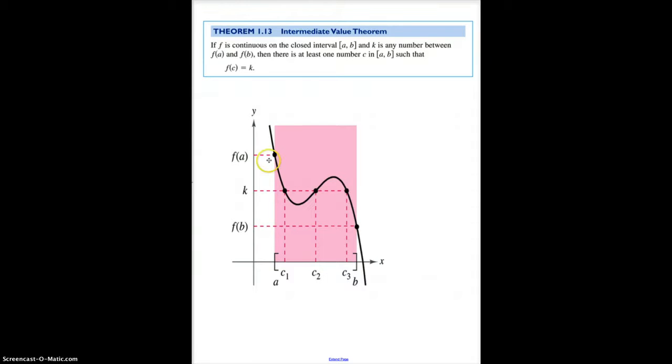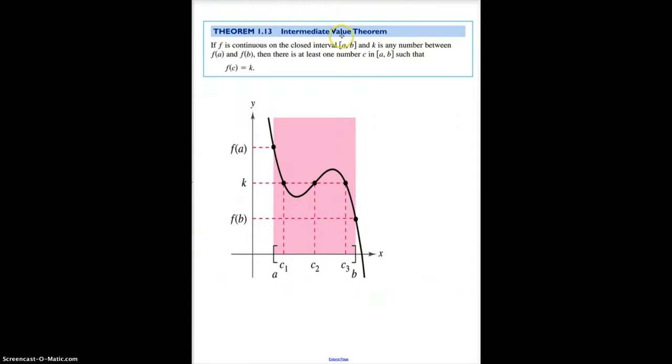It says if f is continuous, so here's my function f and it's continuous, there are no breaks. It's nice and continuous on a closed interval. Now this is very important. The interval has to be closed. So you remember you have to check the endpoints as well. Here's my b. All right. And k is any number between f(a) and f(b). So I have f(a) and I have f(b), and you can pick absolutely any number you want right in here, and we're going to call that k.